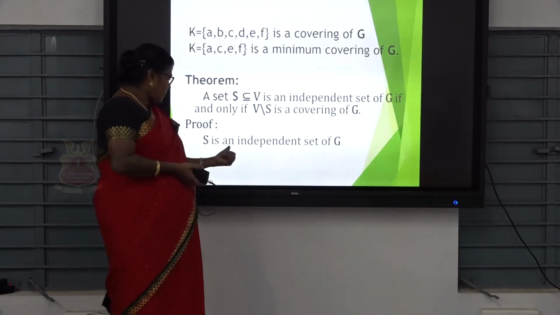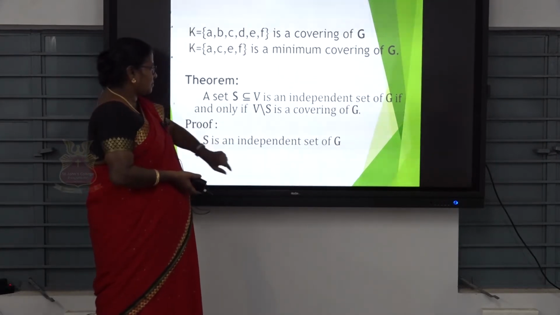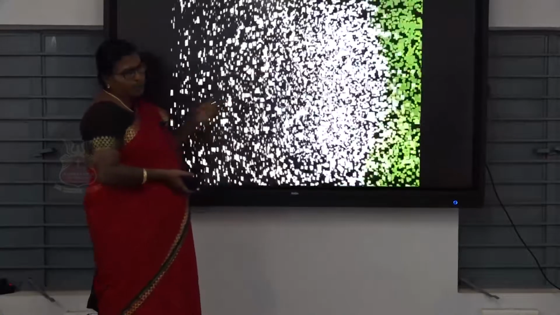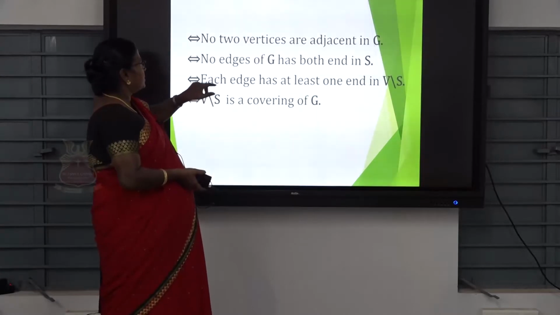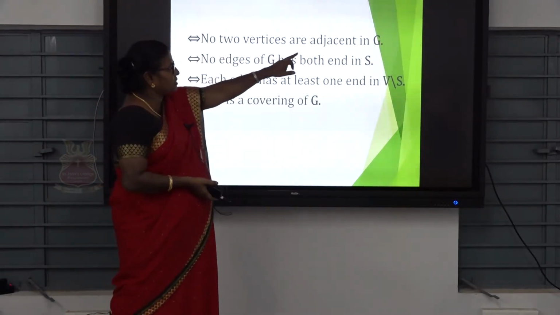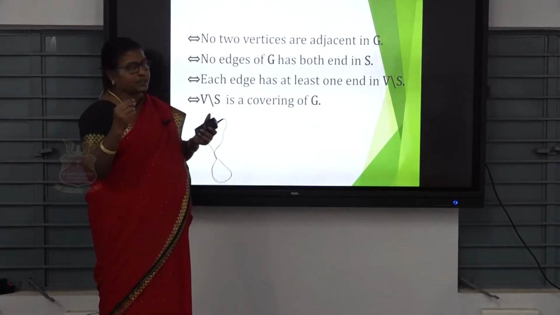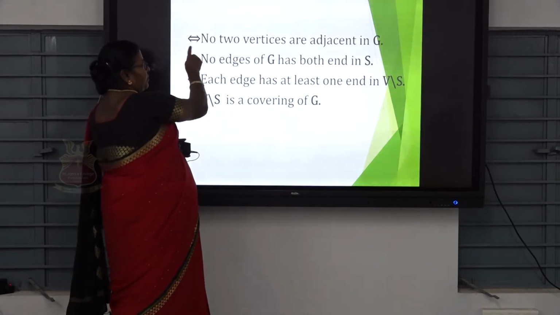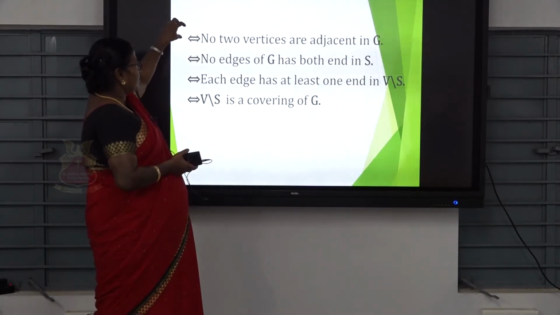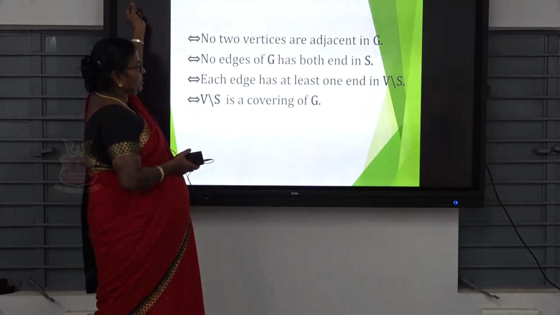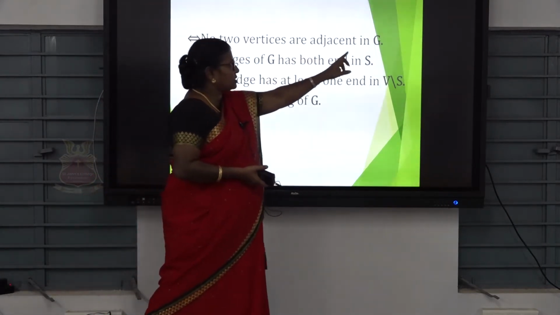So now we are starting the proof. S is an independent set of G. Then according to the definition, no two vertices are adjacent in G. Independent set means none of the vertices are adjacent to each other. S is an independent set as given, so no two vertices are adjacent in G.